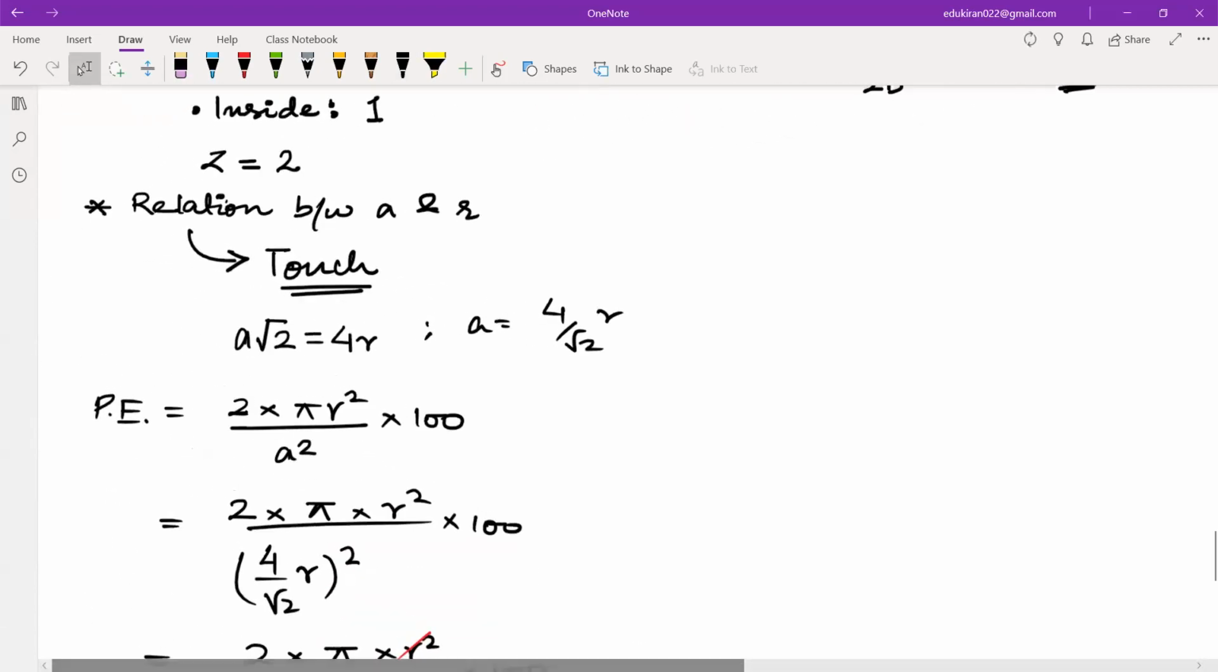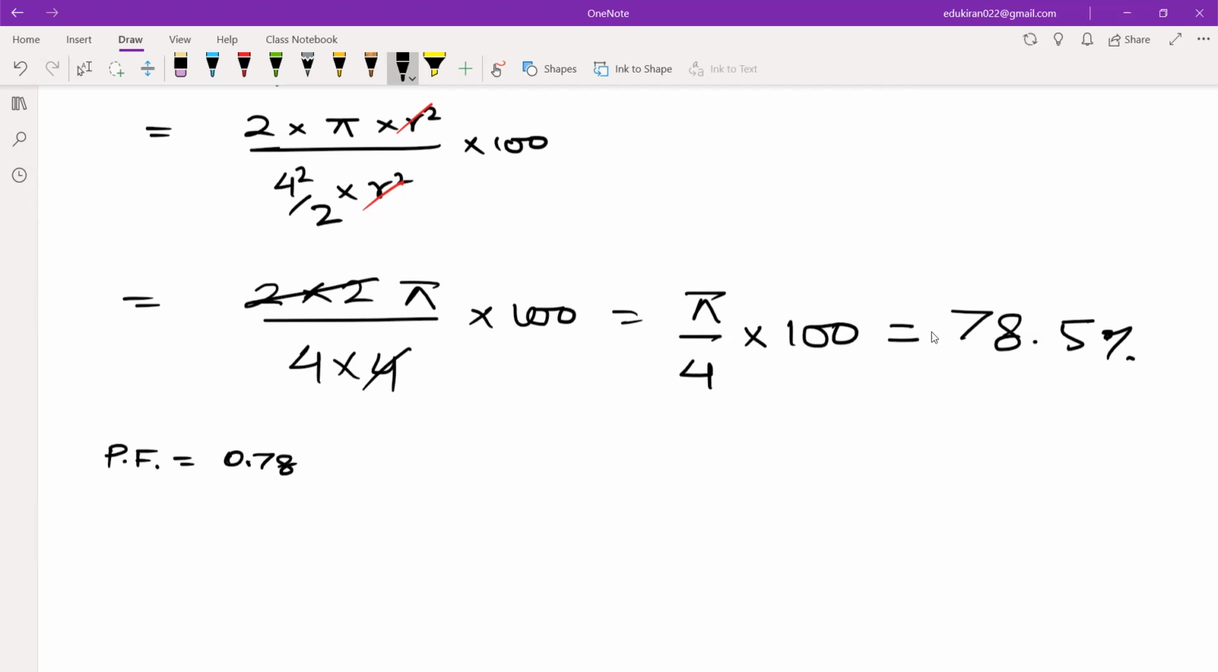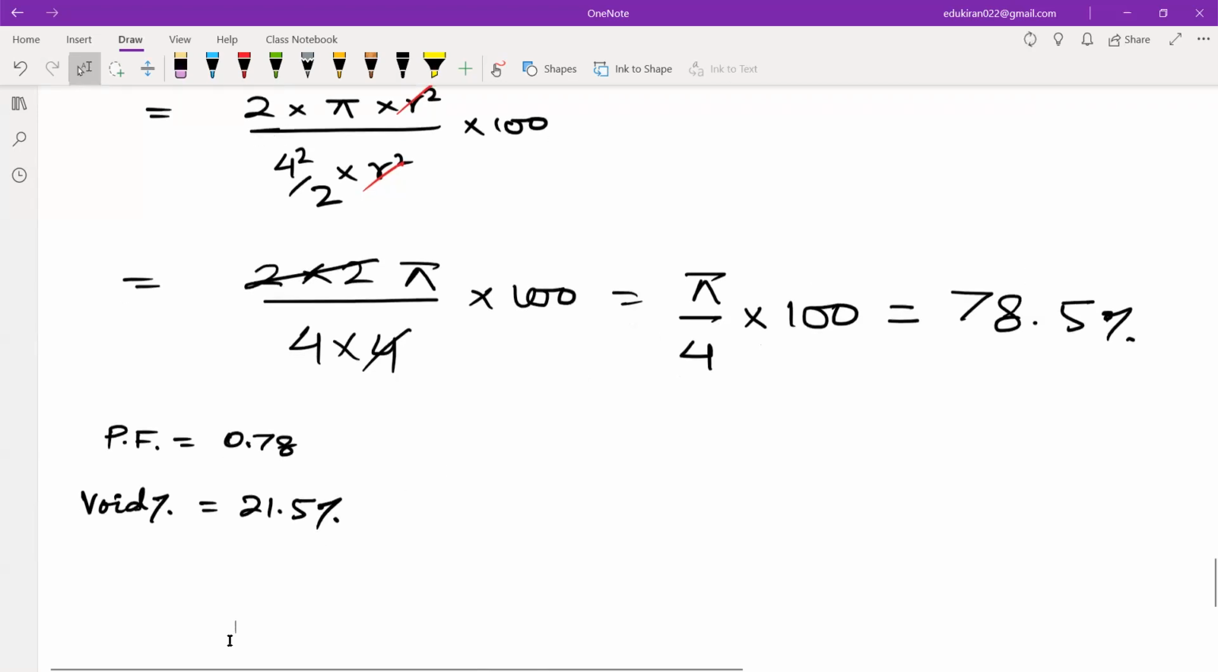Now you can write a few more things down related to packing efficiency. Those are the packing fraction, which will be equal to 0.78, because to remove the 100 you will get 0.78. Then the void percentage. What will be the void percentage? This is 78.5, so it will be 21.5% is the void percentage. Please note down these 2 points. So we have discussed the packing efficiency in square close packing.